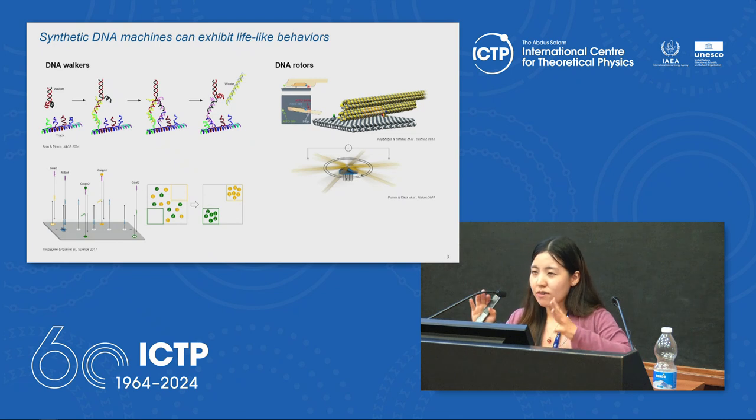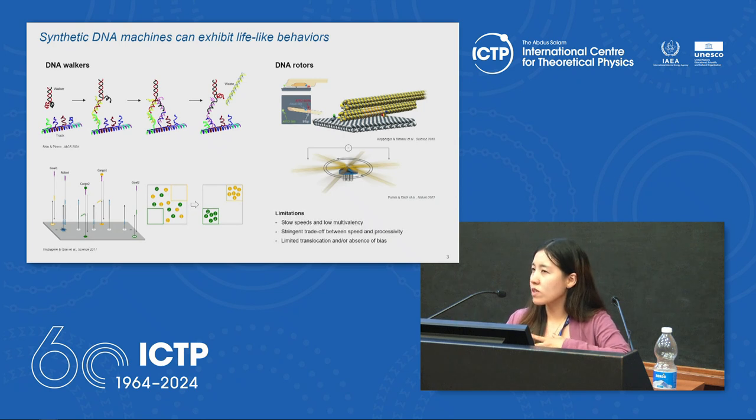And so these are all very impressive DNA architectures, but they all come with their own limitations, including the fact that DNA workers are very slow. Each step might take over 5 minutes, and they have very few attachments to the track. So there is this well-documented trade-off between speed and processivity, meaning that if we try to increase the velocity, the model can very easily then dissociate from the track. And in the case of DNA rotors, they obviously are quite static. They're not capable of translocation. So they would not be the best choice if we want to cover longer distances.